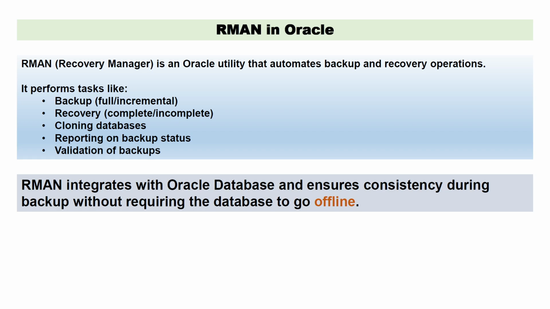Let's begin. So, what's RMAN? RMAN is an Oracle utility that automates backup and recovery operations. It performs tasks like backup, full or incremental, recovery, complete or incomplete, cloning the databases, reporting on backup status, validation of backups. There are so many other things that it can do. As and when we go through this particular slide, you will come to know what the other things are that RMAN can do for us.